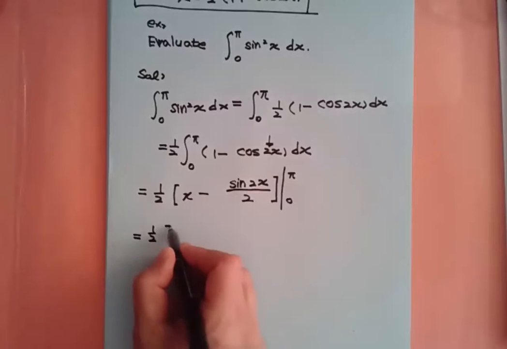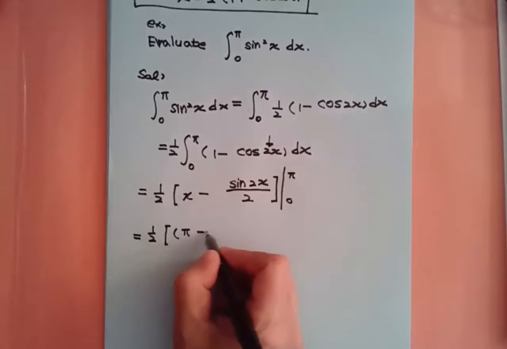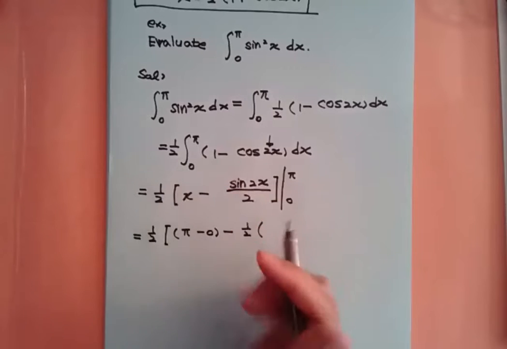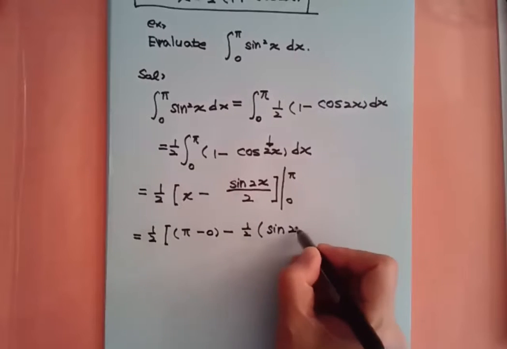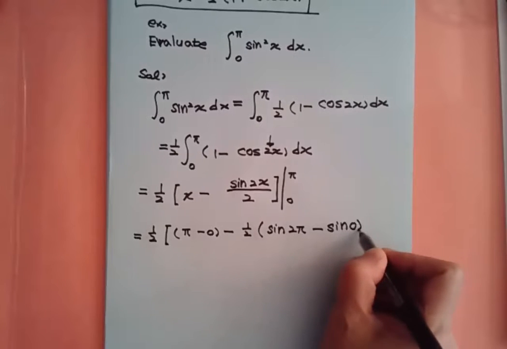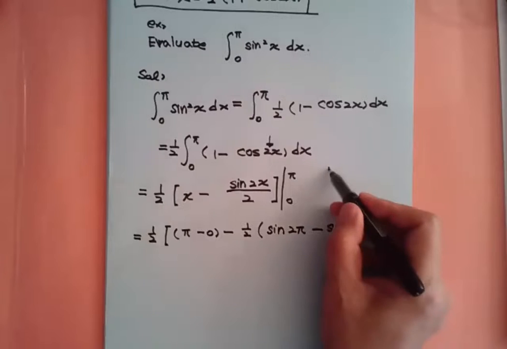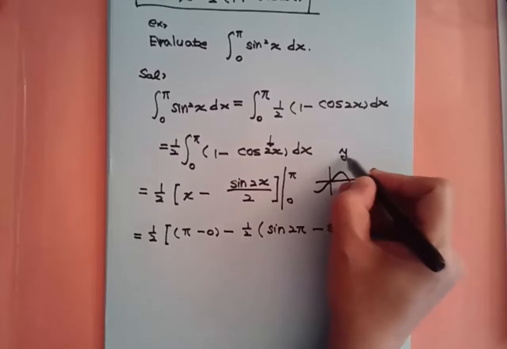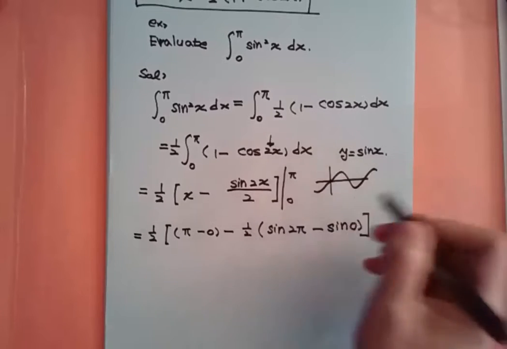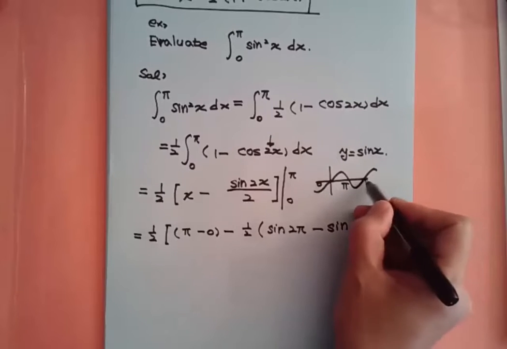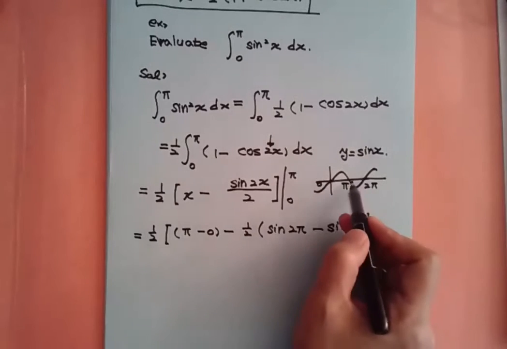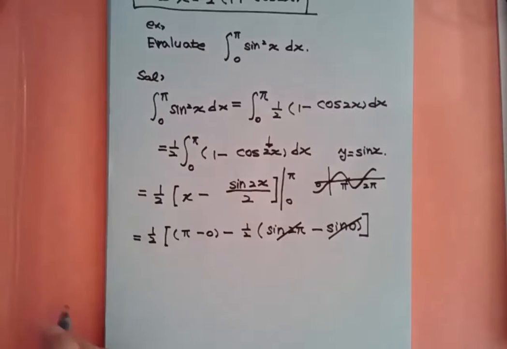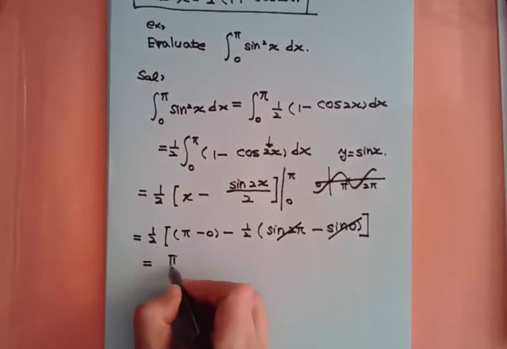So we plug in, then 1/2 pi minus 0 minus 1/2. So we just write that in front of parenthesis. Sine of 2 pi minus sine of 0. This is y equals sine of x. So this is 0, and then the next one is pi, the next one is 2 pi, and so on. So the sine value at 2 pi and 0 will be 0. And the final conclusion is pi over 2.